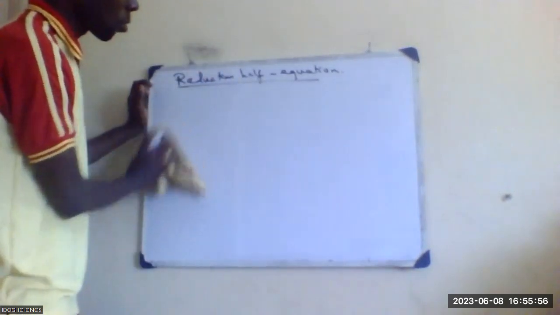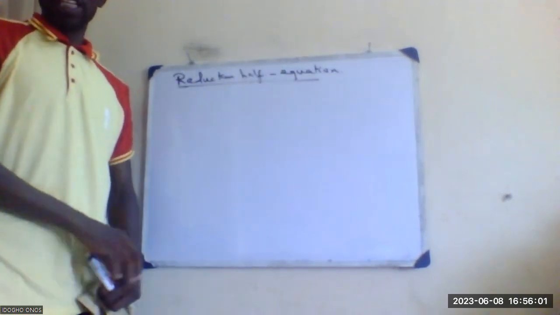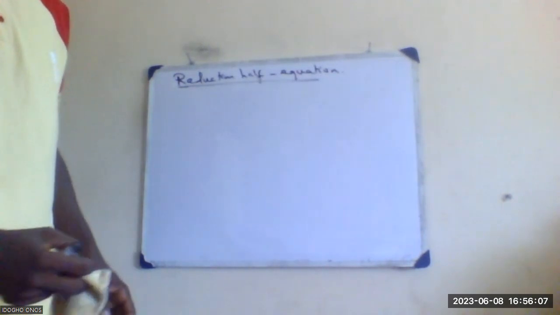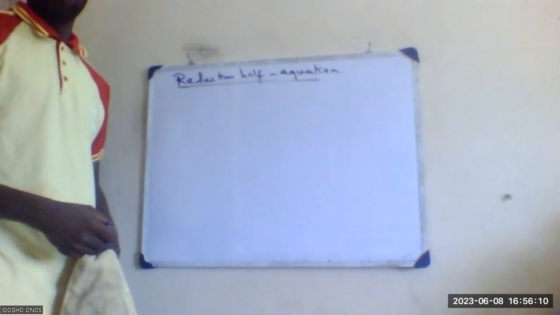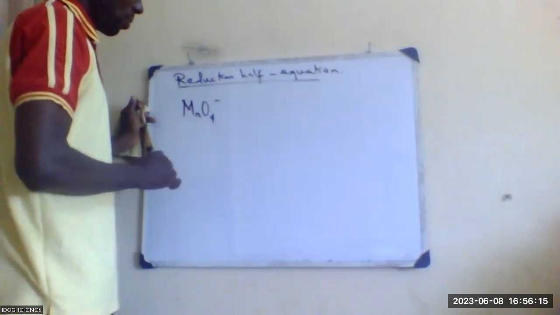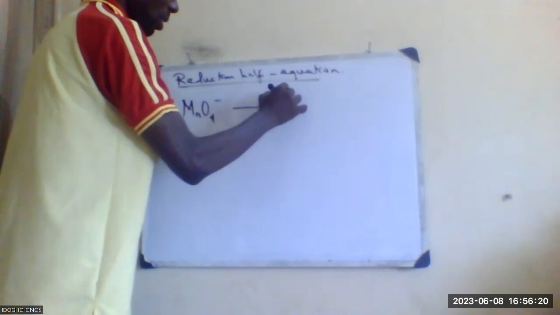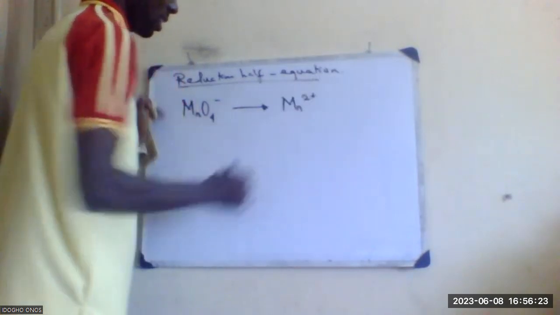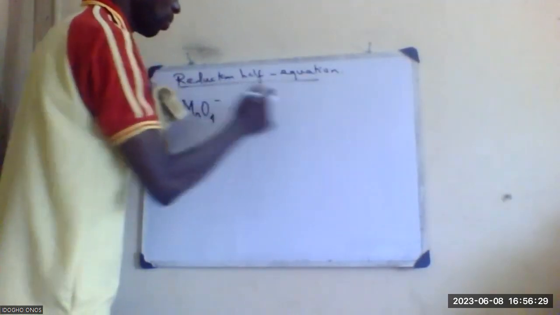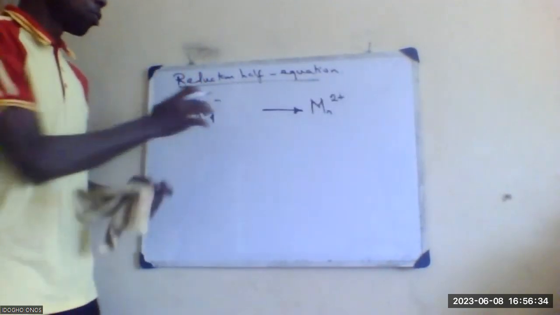So please, someone, if you are with me, what was the reduction half equation? Can you just read it out for me? MnO4 minus, give you Mn2 plus, not equal to, but give you Mn2 plus. Or better still, let me put it like this. Mn2 plus. Any question?